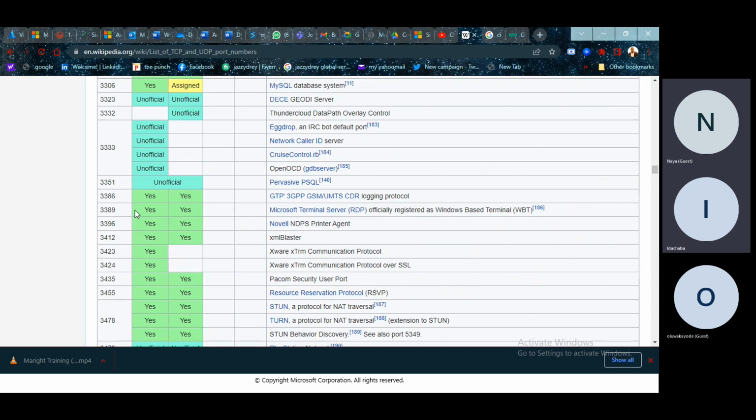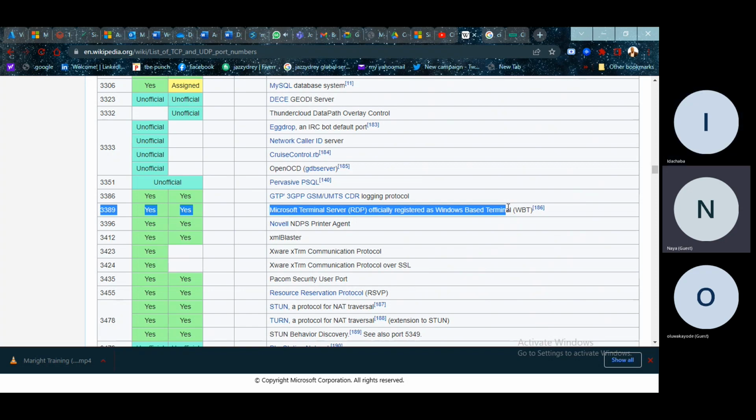So see, 3389, Microsoft Terminal Server, officially registered as Windows-based terminal, is RDP. Do you understand? You can block this port. That means if your server blocks this port, that computer can never do an RDP. Do you understand? Okay.